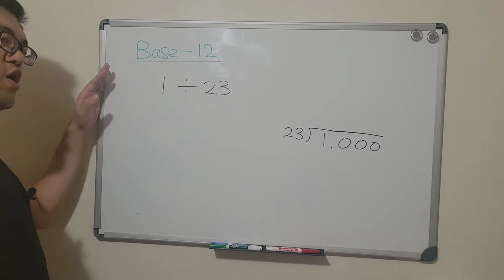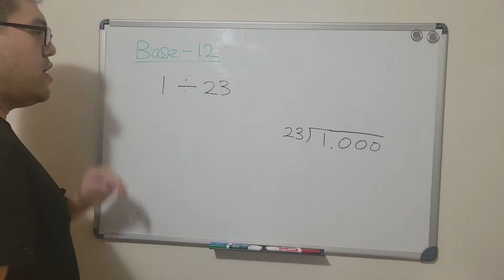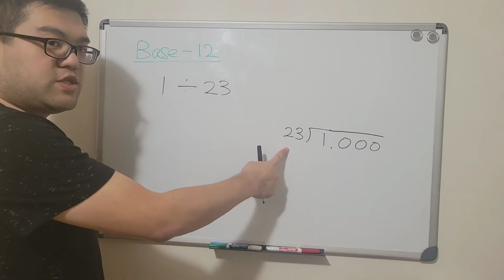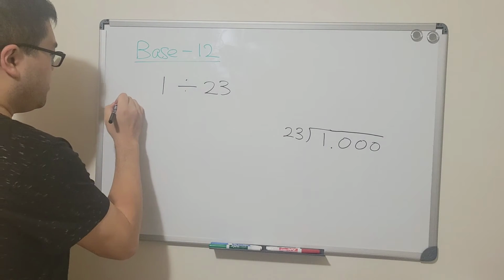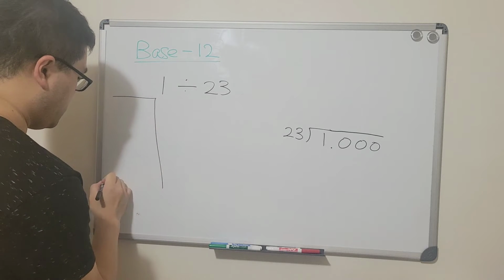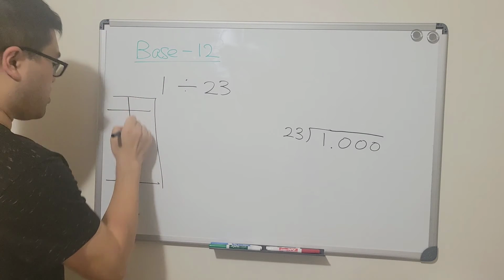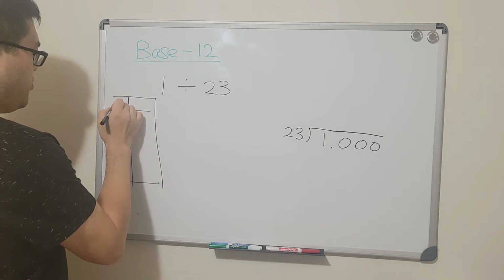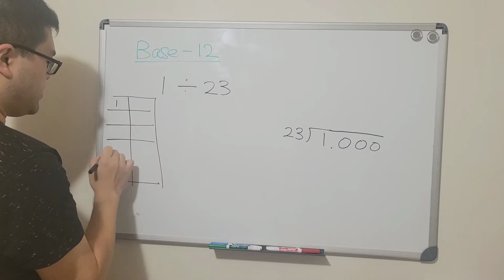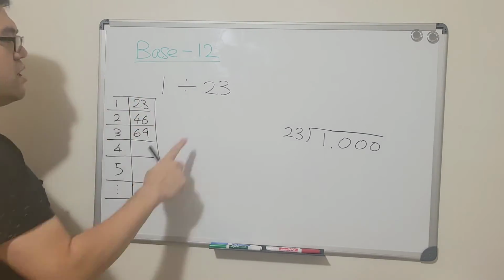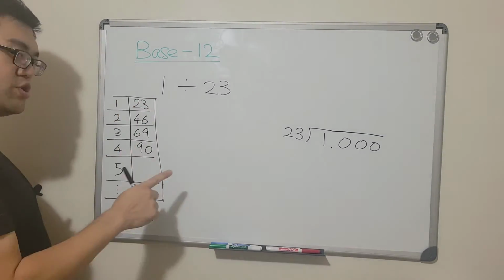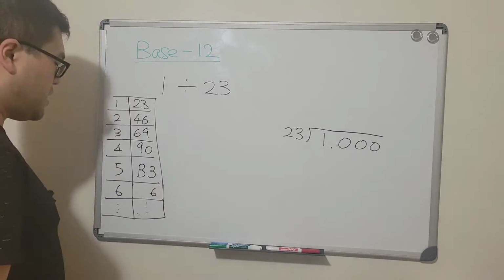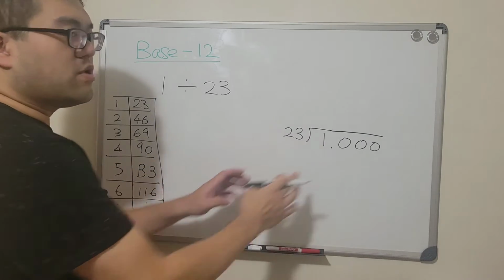Since we're in base 12, not in the regular base, we might as well make our multiplication table for 2, 3. So let's draw the chart on the left hand side. Let's move back to the long division.